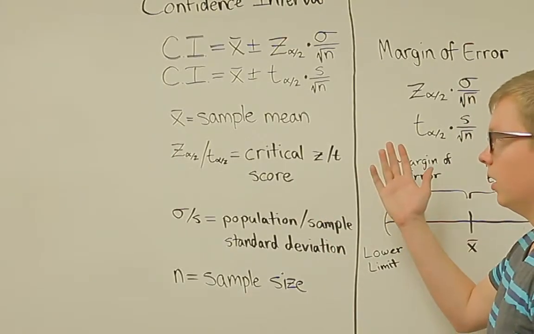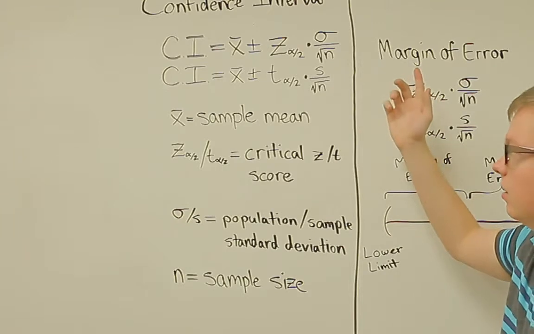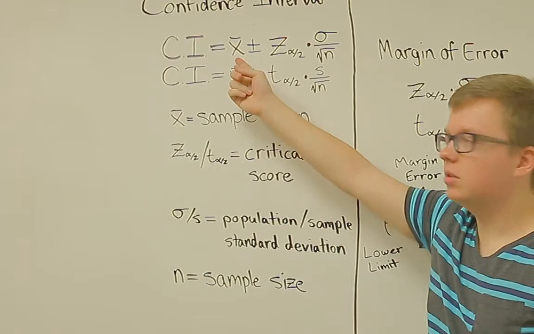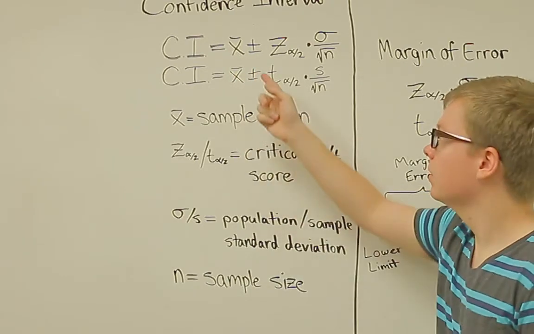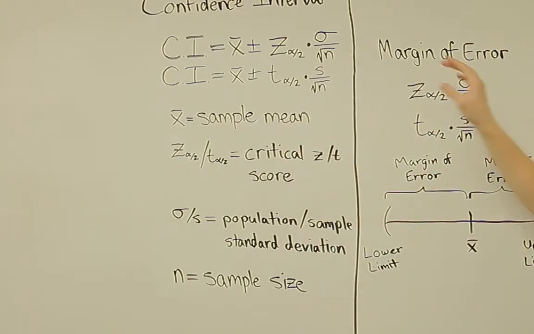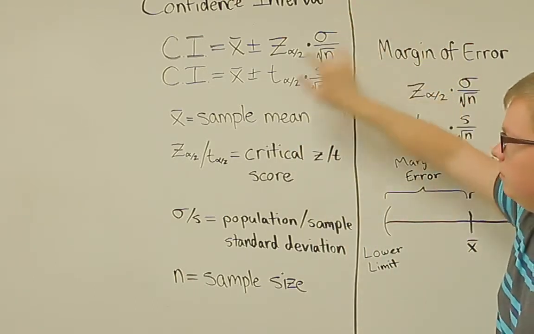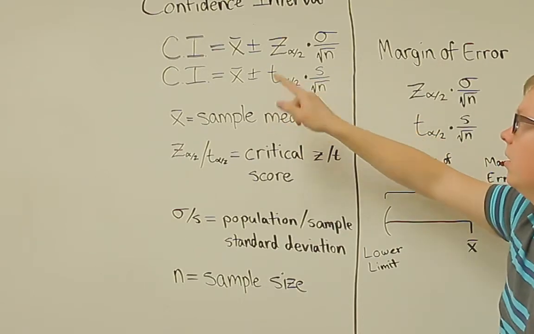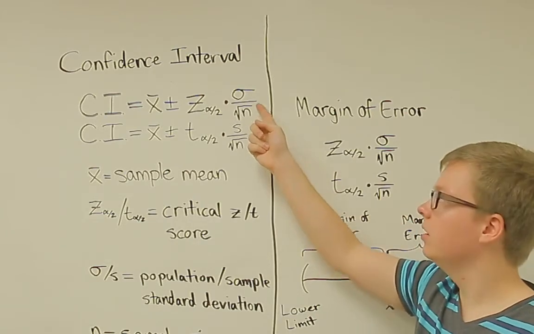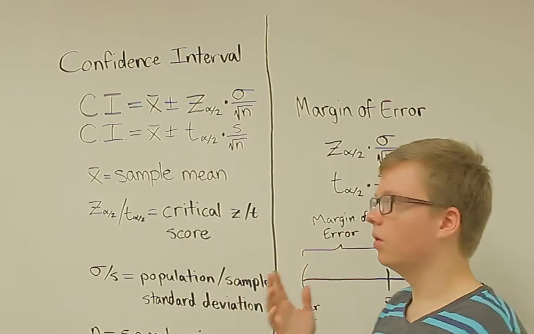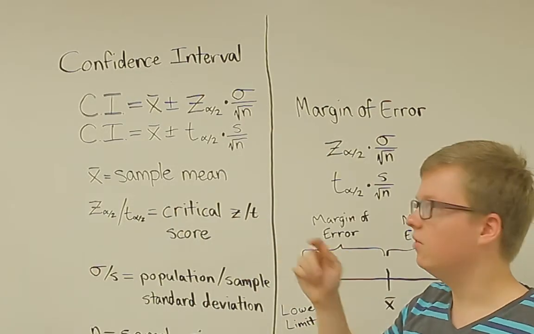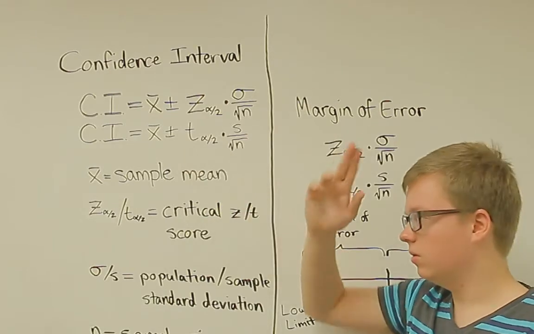There's a formula for it, and you start with a point estimate of your population mean, so x bar is a sample mean, and you plus or minus a certain margin of error, which is this term here. If you know your population standard deviation, you want to use this first formula because it has sigma in it. If you don't know your population standard deviation, you'll have to use a sample standard deviation and use this formula with the t-value.